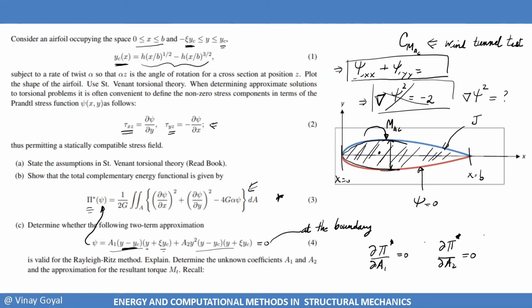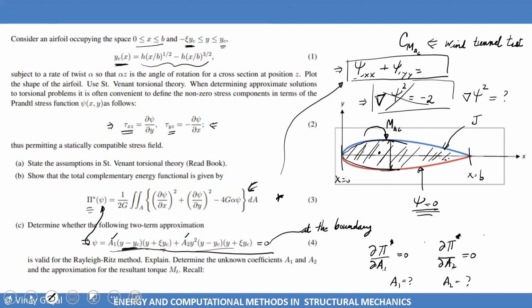So instead, I plug into this functional that implies that Euler-Lagrange equation an approximation here that satisfies the boundary condition of c equals 0 exactly, and then take delta pi star with respect to A1, delta pi star with respect to A2, solve for A1, solve for A2, and once I have those numerical values, now I know what the stress looks like on the whole airfoil. That is the beauty of this. Because I know C, I know A1 and A2, I solved it from here.